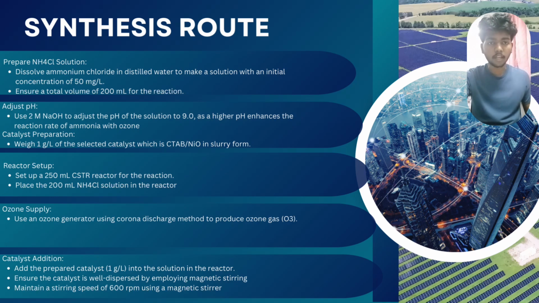Next, we need to prepare the catalyst. So weigh 1 gram per liter of the selected catalyst, CTAB nickel oxide, in slurry form. Then for the reactor setup, we need to set up a 250 ml CSTR reactor for the reaction, and we need to place 200 ml NH4Cl solution in the reactor. And for the ozone supply, we use.